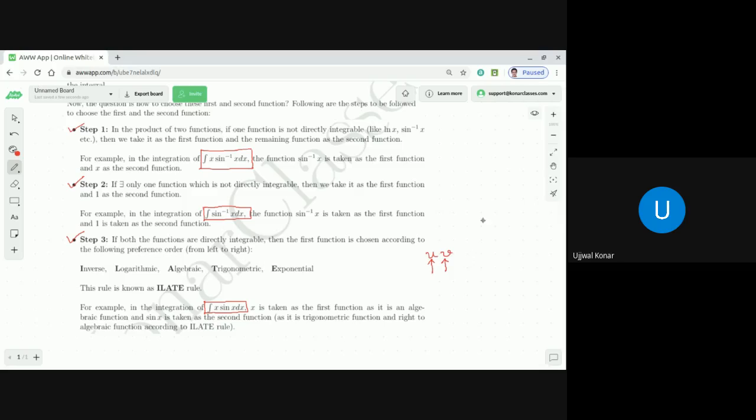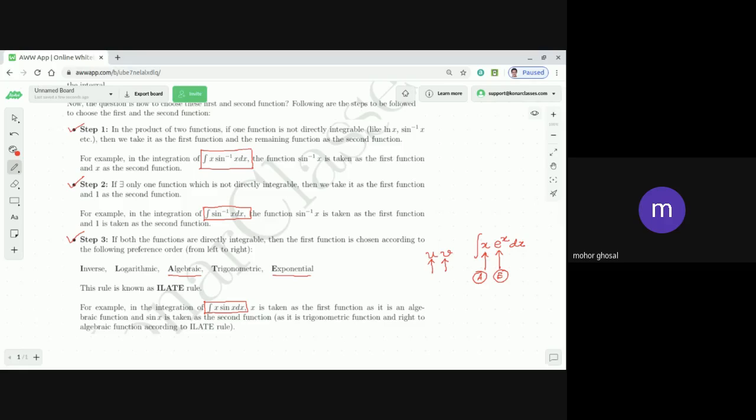Let's take an example. When we did integration of x into e power x dx, what is x? X is an algebraic function. And e power x is what function? It is an exponential function. Now, out of algebraic and exponential, which is coming first? Algebraic function is coming before exponential. So we will take x, which is the algebraic function, as the first function. And this rule is known as ILATE. Why ILATE? Inverse, logarithmic, algebraic, trigonometric, and exponential.